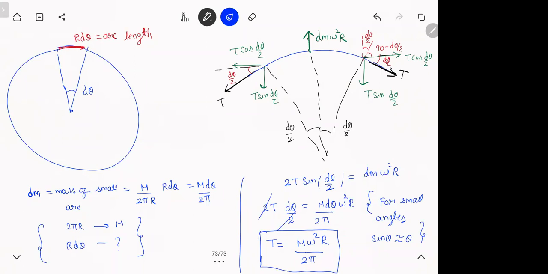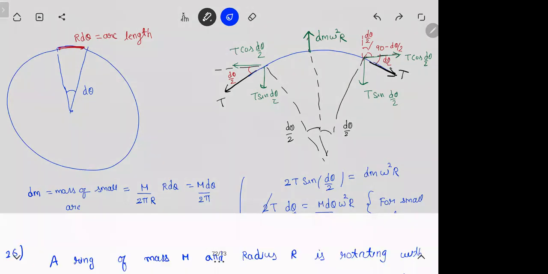Again, what I did, I'll tell you. I took a very small piece. This is a very small piece. I'm just showing it big for exaggeration, meaning it is so small, you can't even see. I found the mass of that small piece. Then I wrote the forces. There'll be one tension, tension, centrifugal force. So tension's vertical components will balance the centrifugal force. So that is 2T sine d theta by 2 is equal to dm omega square r. For small angle, sine theta is theta, so sine d theta by 2 becomes d theta by 2. I substituted the dm value here and equated. So if I just write down the result here, T is m omega square r by 2 pi.